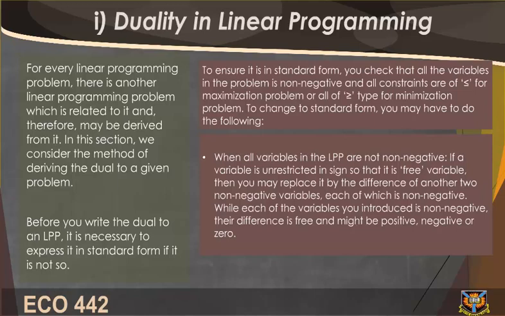When all variables in the LPP are not non-negative, if a variable is unrestricted in sign so that it is a free variable, then you may replace it by the difference of two other variables, each of which is non-negative. While each of the variables you introduced is non-negative, their difference is free and might be positive, negative, or 0.